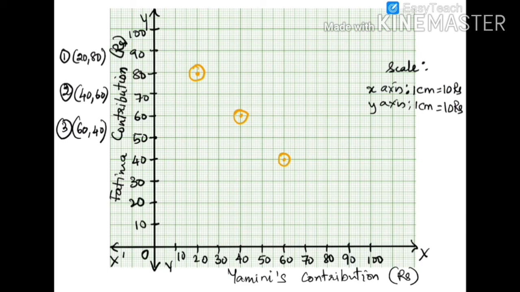Now join these points using a ruler and label the line with the corresponding equation X plus Y equal to 100. For this particular situation given in the word problem, we are representing only the positive values of X and Y, which means this line will remain in the first quadrant. Hence, we do not put the arrows at the ends of the line for this question.